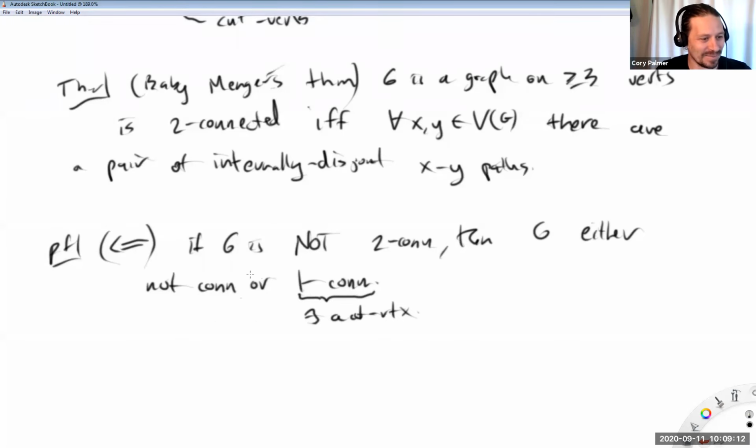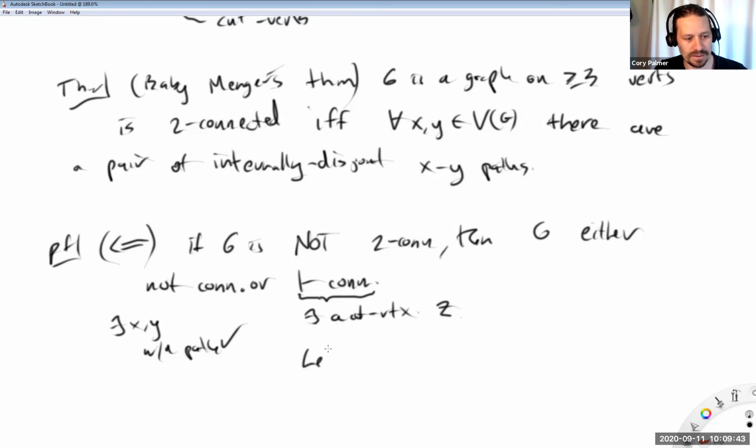So it's either not connected or it's 1 connected, so it has a cut vertex. The not connected case immediately proves the theorem. What I'm trying to show is that there's not a pair of 2 internally disjoint paths. Well, if it's not connected, there exist x and y without a path, so that would prove the theorem. The more interesting case is if it's 1 connected, then there exists a cut vertex, call it z.